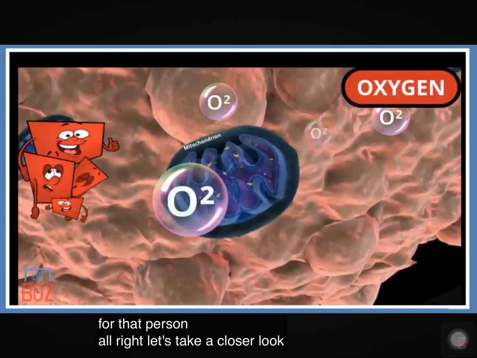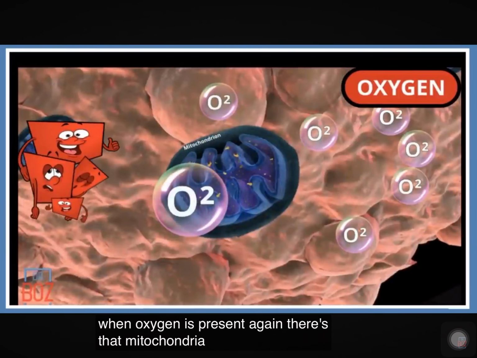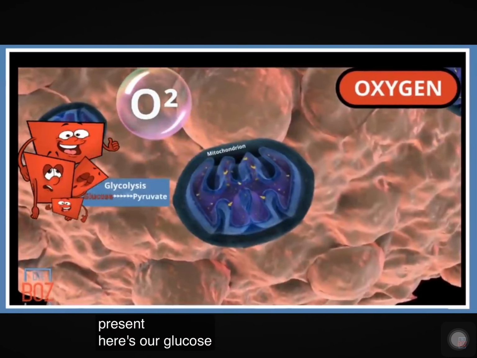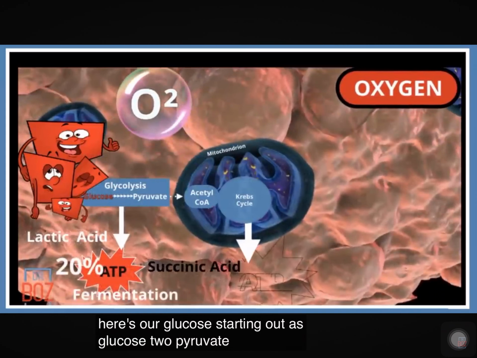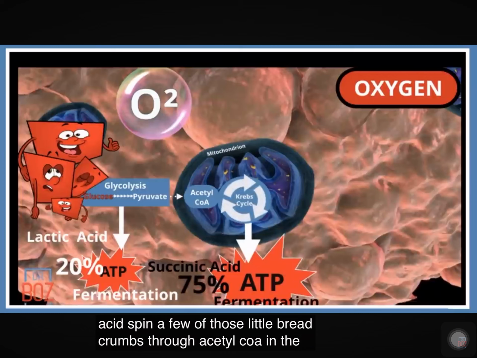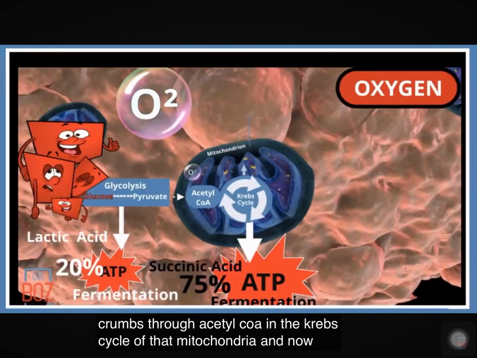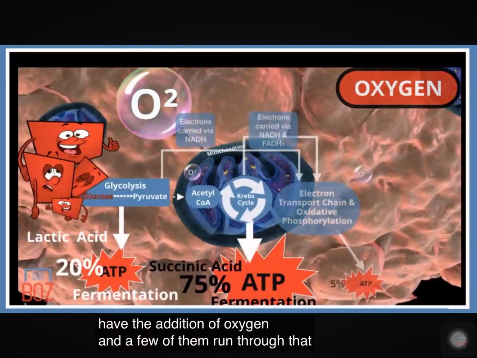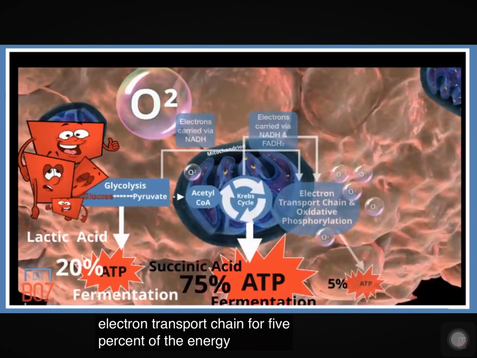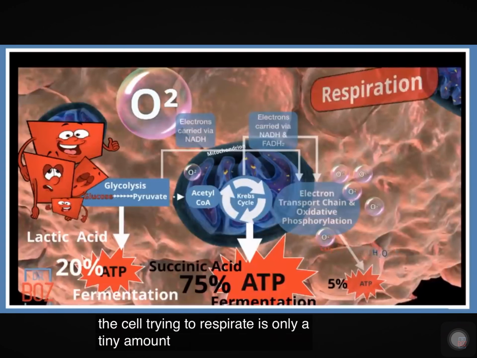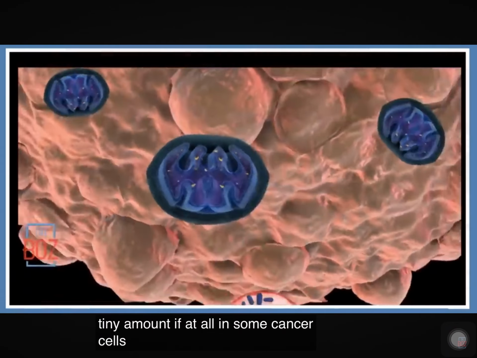All right, let's take a closer look at when oxygen is present. Again, there's that mitochondria with a goofy look to it. We have now a bunch of oxygen present. Here's our glucose. Starting out as glucose, 2 pyruvate, there's your lactic acid. Spin a few of those little breadcrumbs through acetyl-CoA in the Krebs cycle of that mitochondria. And now you have the addition of oxygen, and a few of them run through that electron transport chain for 5% of the energy. But in the presence of that oxygen, now you can see the cell trying to respirate is only a tiny amount, if at all, in some cancer cells.